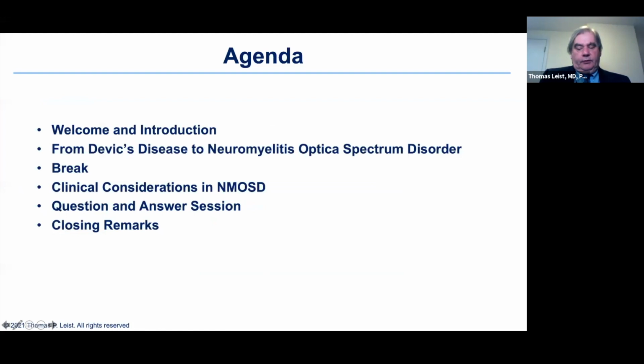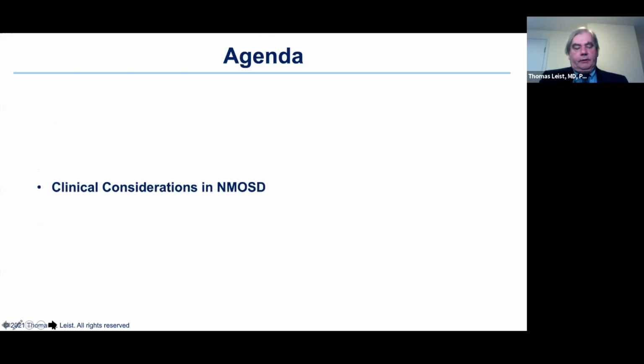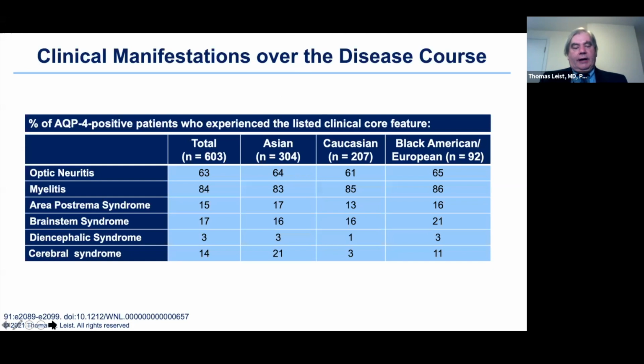So thank you for coming back from the break, and we are going to do some additional considerations in clinical considerations with neuromyelitis optica. So the second part is now clinical considerations of neuromyelitis optica. So how are individuals presenting with neuromyelitis optica? The most frequent presentation is optic neuritis and myelitis.